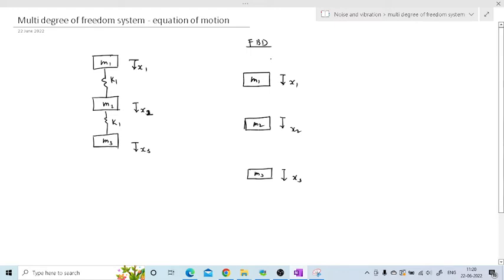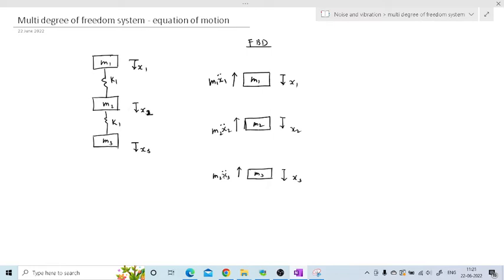Now show the inertia forces acting on each mass. The inertia force normally we represent in the opposite direction to motion, and it is m x double dot, but here the mass is m1 and the displacement is x1. So for the second it is m x double dot, that is m2 x2 double dot. And for the third it is m x double dot, that is m3 x3 double dot. Okay, now I have shown the displacements and the inertia forces.